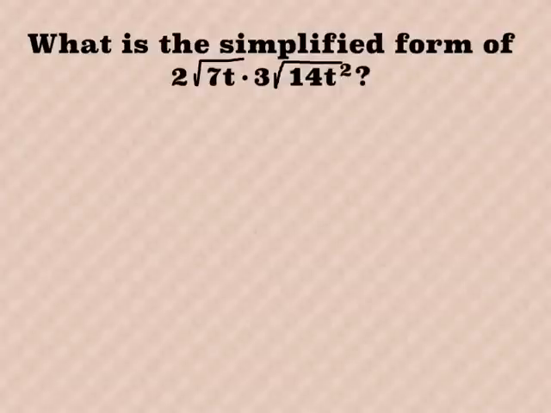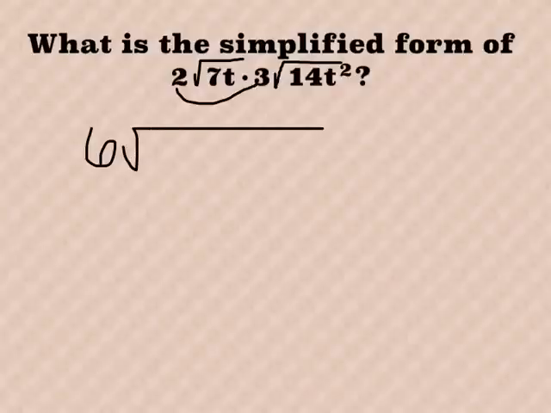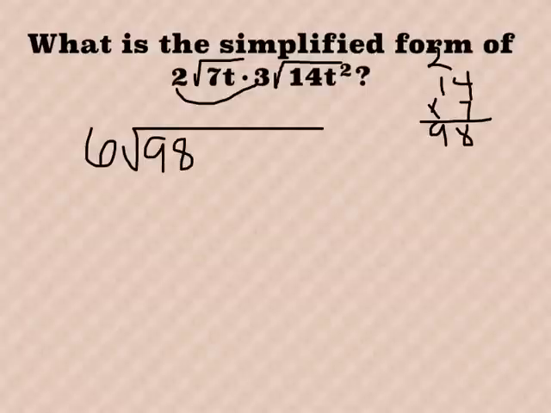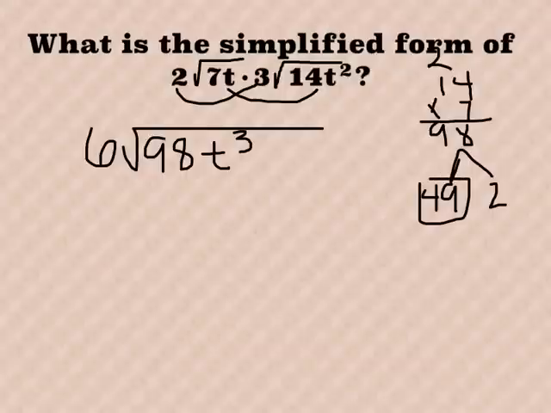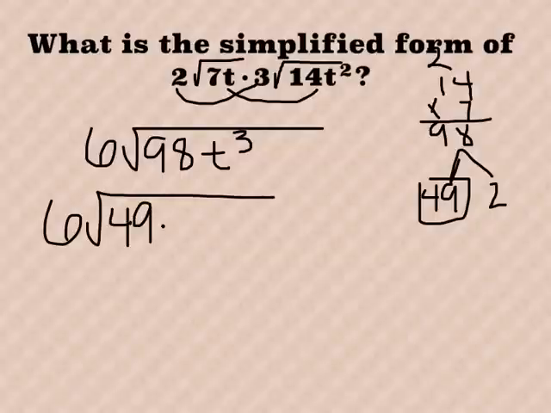And now we're going to do a little multiplication. When you have to multiply radicals, you'll multiply the numbers outside of the radical. So 2 times 3 is 6. And then inside the radical, you'll multiply those numbers. 14 times 7 is 98. t times t squared is t to the 3rd power. So we want to break those down into roots. 98, that is 49 times 2. And right away I notice 49 is a perfect square. So we have 6 times the square root of 49 times 2.